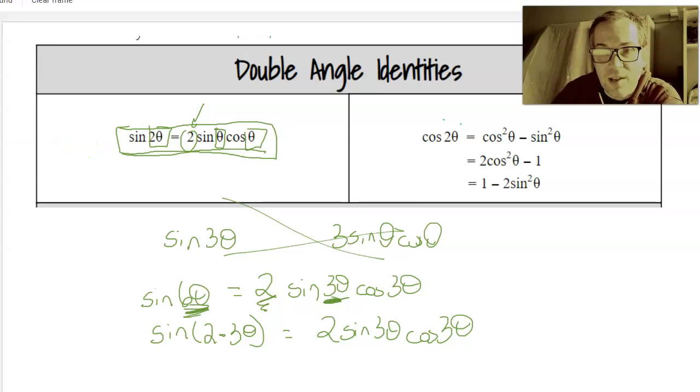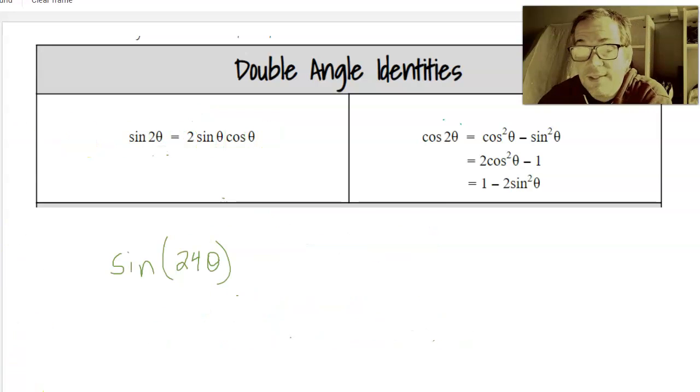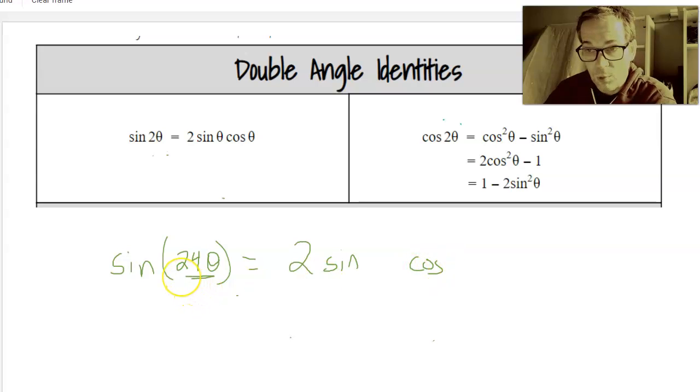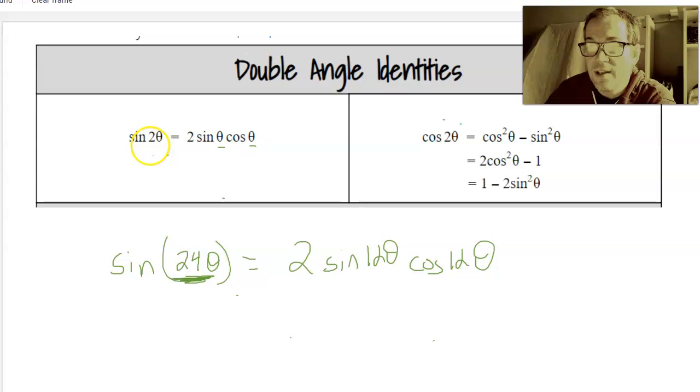Let me clear my screen and show you this one more time. Let's say I had a sine of 24 theta and I wanted to break it up using the double angle identity. The double angle identity always has a 2 in front, and then it's sine of and cosine of whatever half of this is, 12 theta and 12 theta. So it should always be the case that whatever this angle is, this is twice whatever that angle was. So if these are both 12 theta, this will be 24 theta. And it's always a 2 out in front.